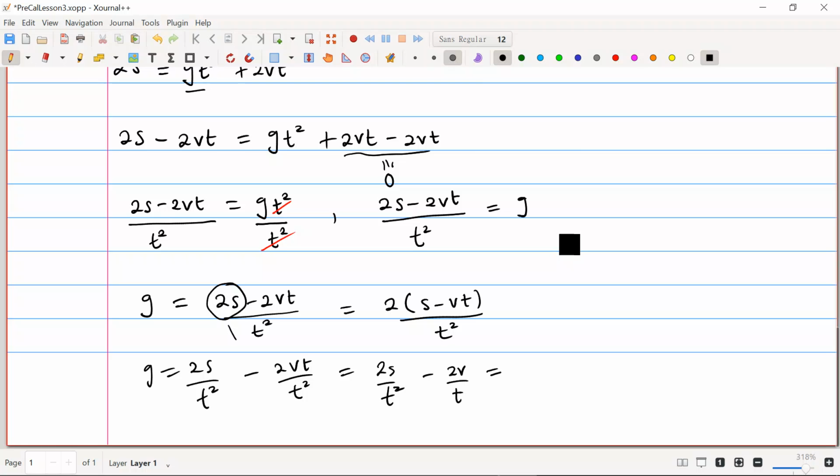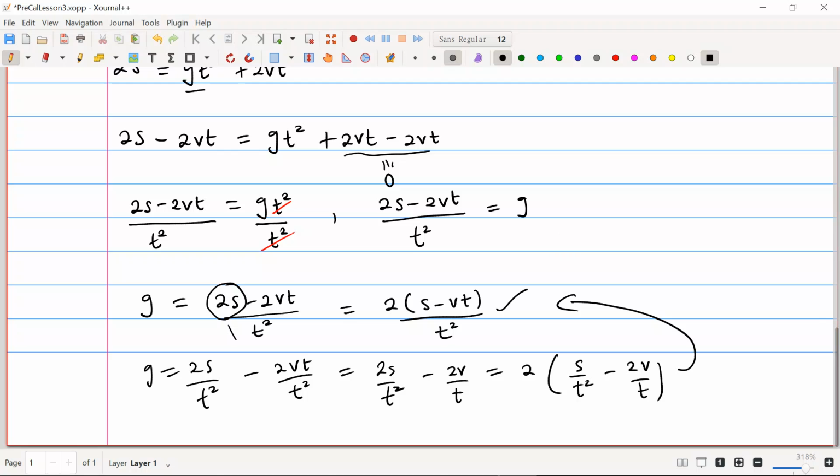And somebody can go ahead and say this is 2 times s over t squared minus v over t. Whichever way you end, this or that, is perfect, it is the correct answer. Okay, so unless the problem says simplify completely, you can leave it this way.